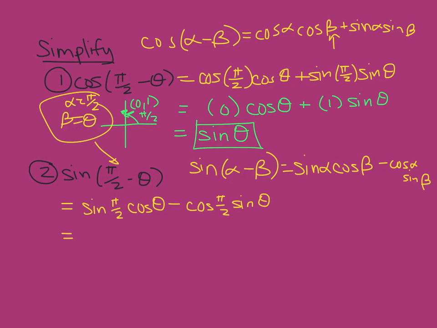Then again, using your unit circle, we can see that sine of pi over 2 is 1. Cosine theta we can't simplify. Cosine of pi over 2 we can see is 0. So if we simplify this out, we do end up getting cosine of theta.